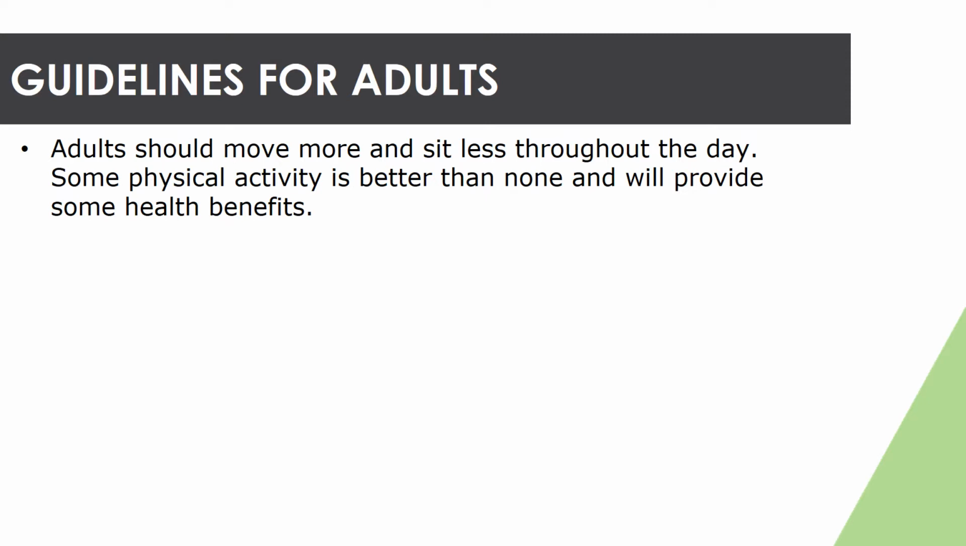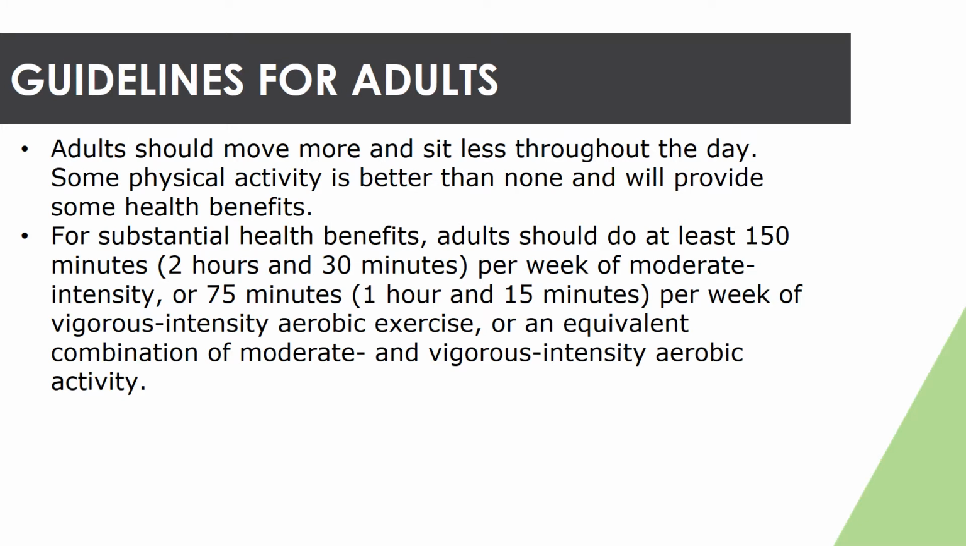Any movement is better than none and still provides health benefits. For more substantial health benefits, aim to do at least 150 minutes per week of moderate intensity exercise or 75 minutes per week of vigorous intensity aerobic exercise, or an equivalent combination of the two. Examples of moderate activity include brisk walking, ballroom dancing, or water aerobics. Examples of vigorous activity include running, swimming laps, or cycling.